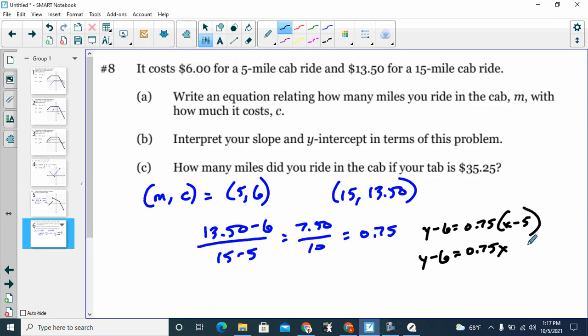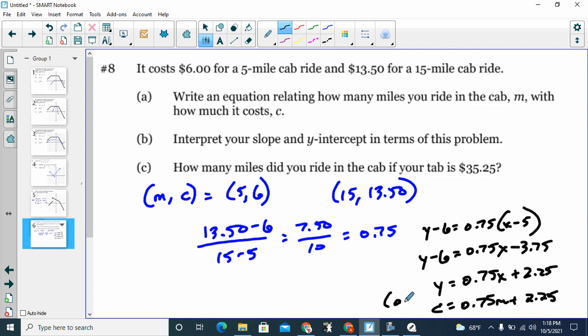Distribute your 0.75 and add 6 to both sides. And I get y equals 0.75x plus 2.25. Because it asks us to use miles and cost instead of x and y in here, we should replace those with cost equals 75 cents for each mile plus $2.25. There's our answer to part A.